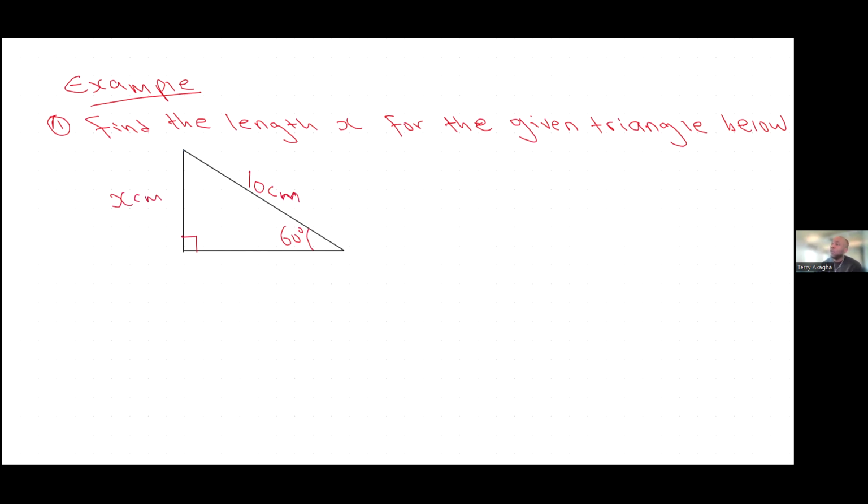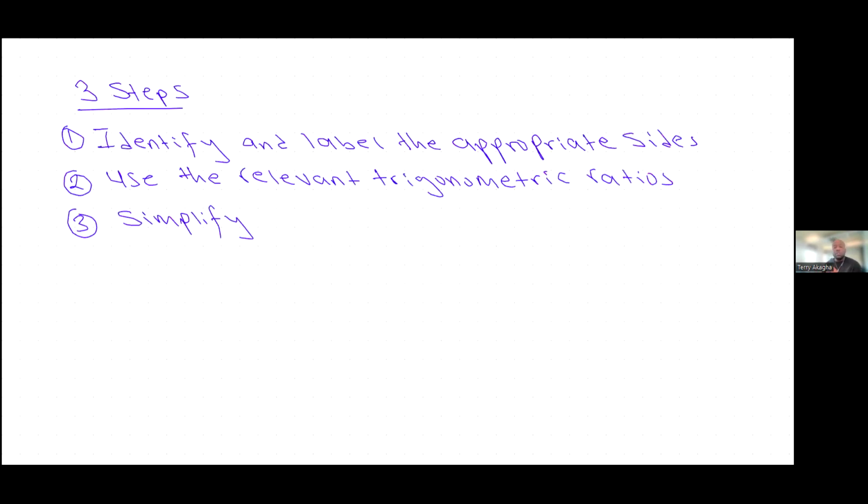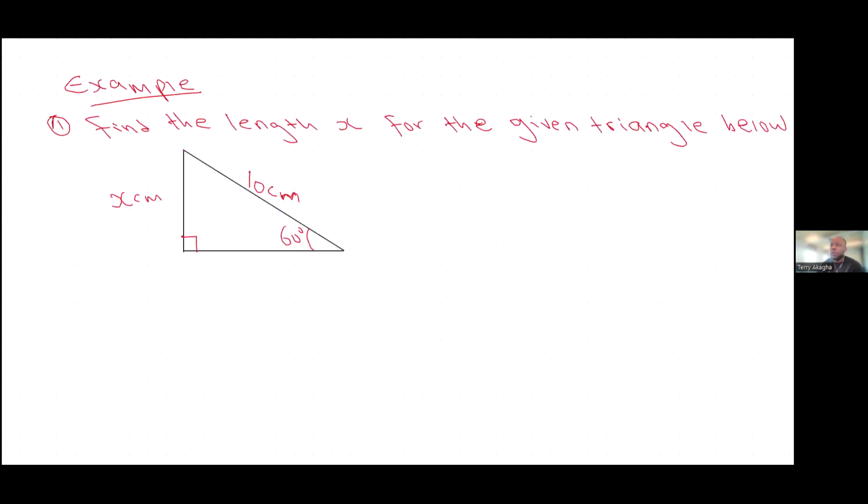So similarly, we use the same method. You have to identify and label all the sides correctly, use the relevant trig ratios, and simplify, right? So let's do this now. Step one. Definitely, you should know that this side is opposite the right angle. So that means the hypotenuse here is going to be 10 centimeter, because it is opposite the right angle.